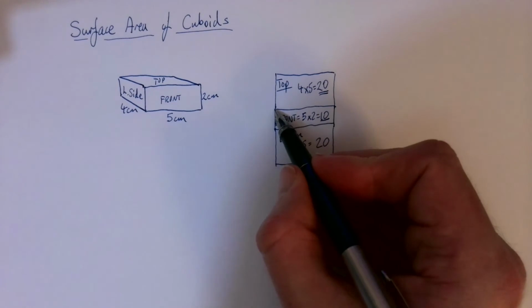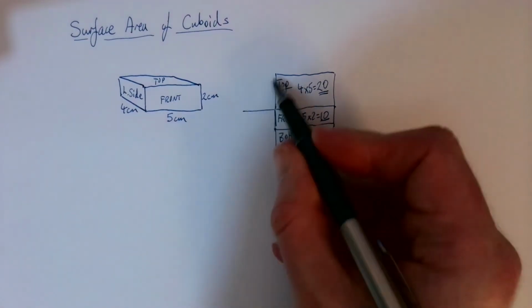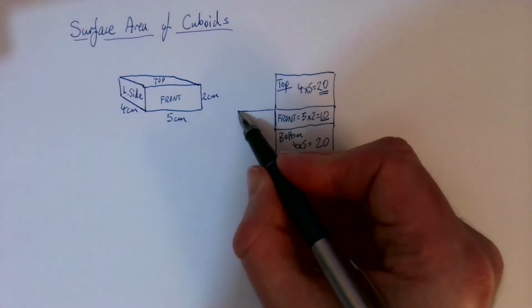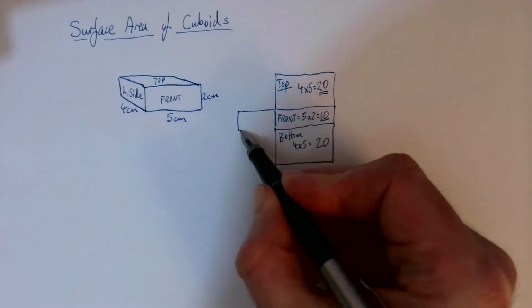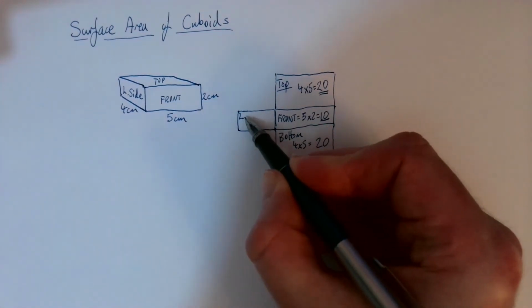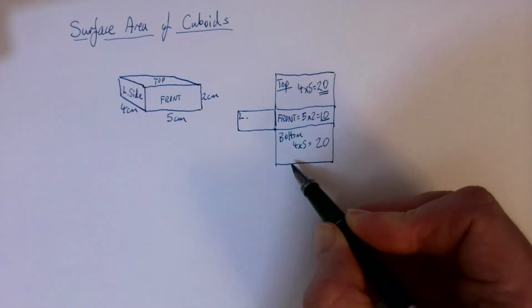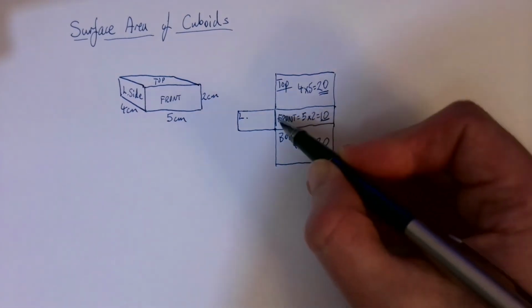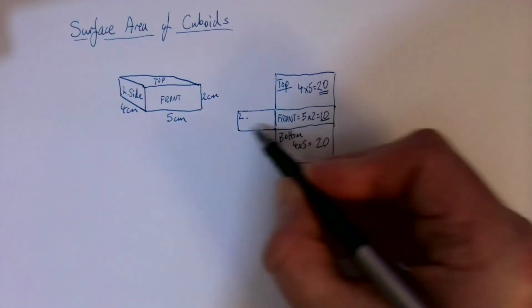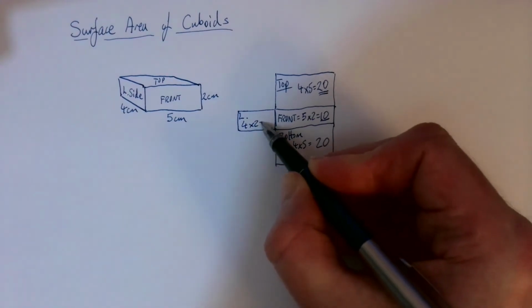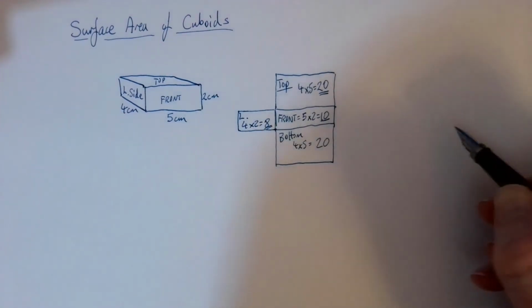How about the left hand side? That's going to come back the same distance as that, isn't it? So there's the left. I'm just going to put an L there. What's the area of the left going to be? Well, it's 2 high and it's 4 wide. So 4 times 2 equals 8.